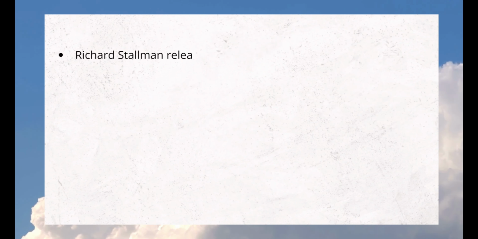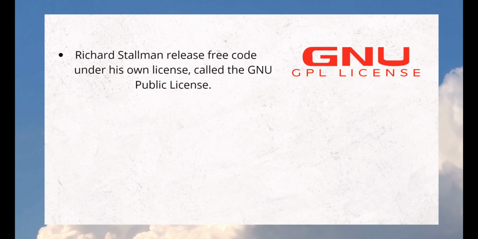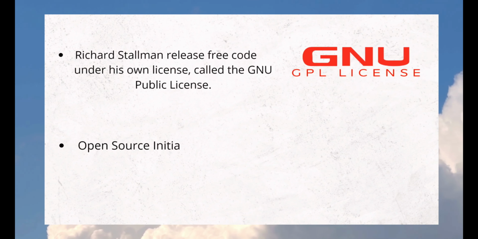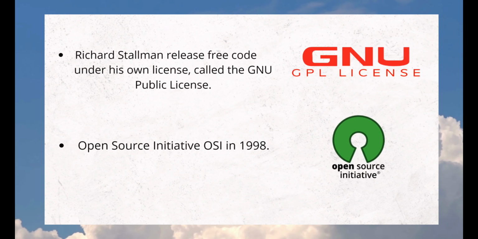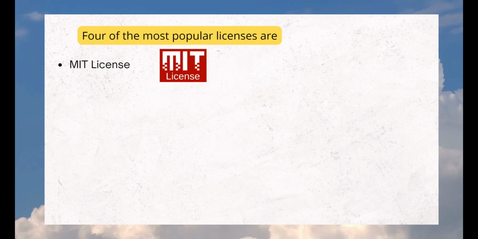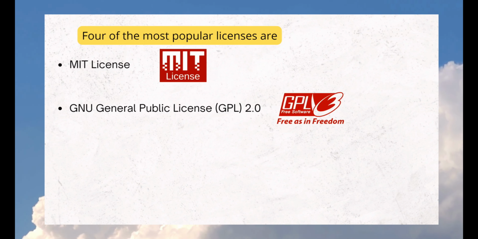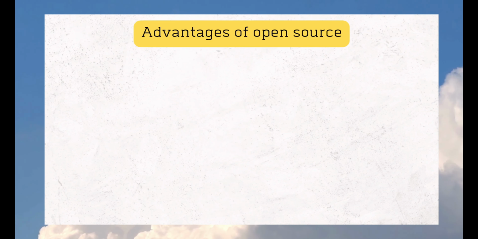Richard Stallman began releasing free code under his own license called the GNU Public License. This new approach and ideology surrounding software creation took hold and eventually led to the formation of the Open Source Initiative, OSI, in 1998. The four most popular licenses of open source software are the MIT license, GNU General Public License, Apache license, and BSD license.